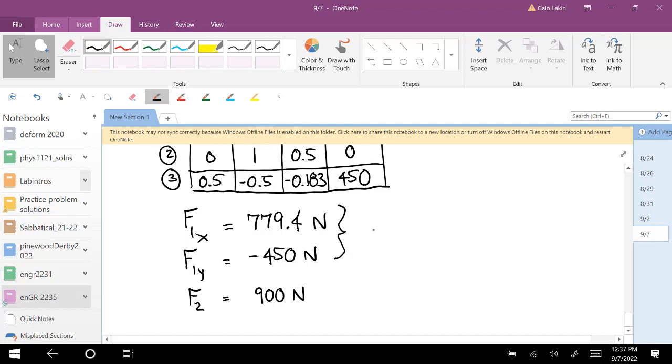And these two give you the vector, so the force vector F1 you can think of as 779.4, negative 450. Can anyone confirm that or deny that? Is that what we ended up with? You got the same thing? Good.